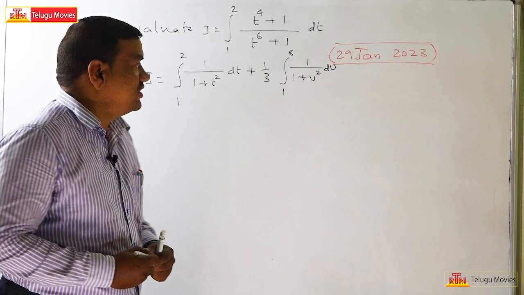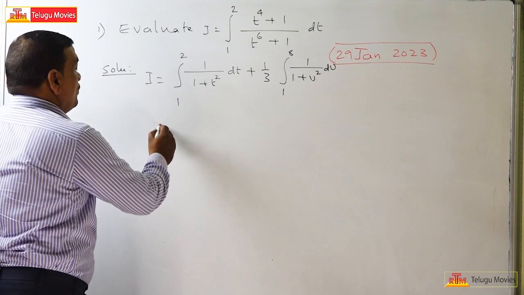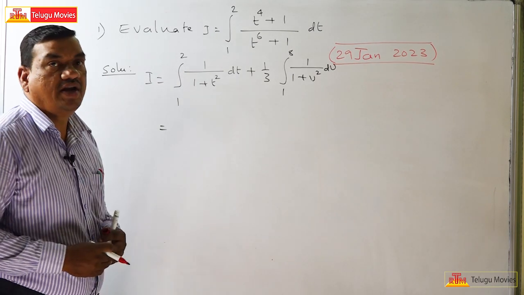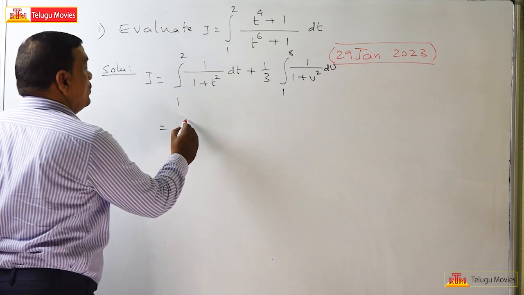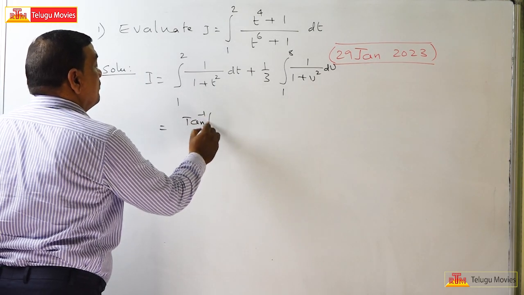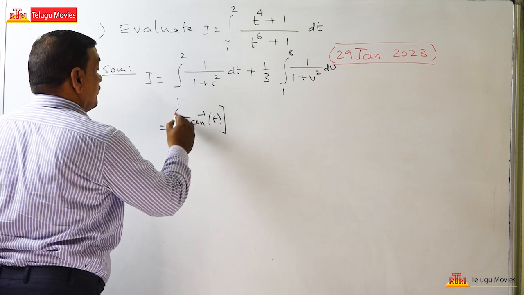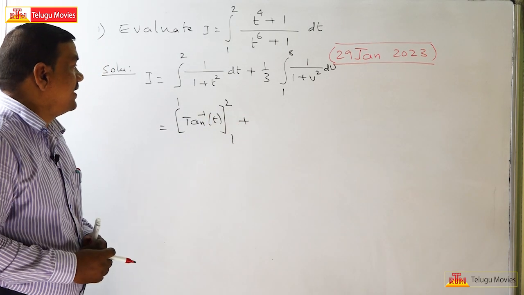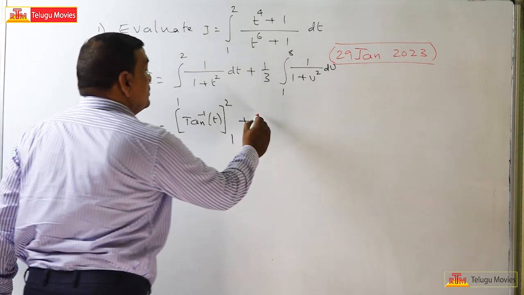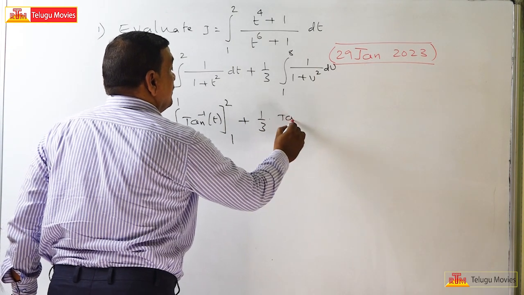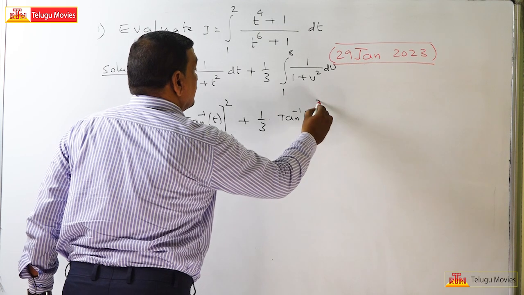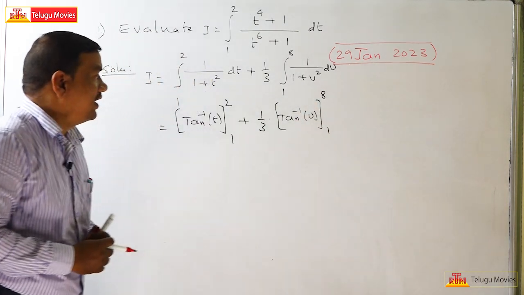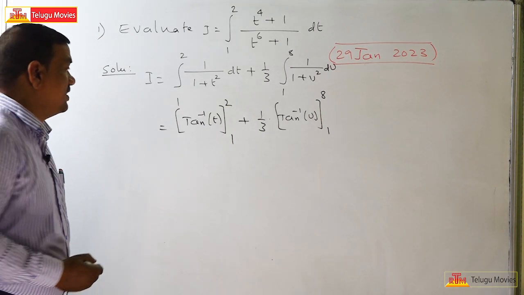Welcome to this remaining part. So this is equal to integral 1 to 2, 1 by 1 plus t square dt, which is tan inverse of t, upper limit minus lower limit. Plus 1 by 3 into tan inverse of u, upper limit minus lower limit. Now let us substitute all the values.